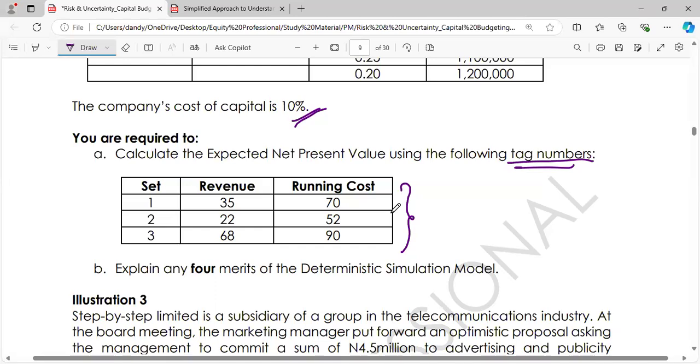The first thing you need to do is to simulate for each variable. The variables in this question include revenue as well as running costs. Those are the variables of receipts and payments given in the question. You simulate for revenue separately and for running costs separately. Then step 2, you use the simulated results to compute NPV for each set. You are given 3 different sets, so you are going to compute three different NPVs, pairing revenue with running costs for set 1, then set 2, then the same for set 3. At the end of the day, you find the average expected value computed. So that is what you are supposed to do.